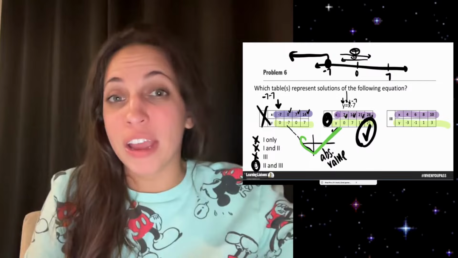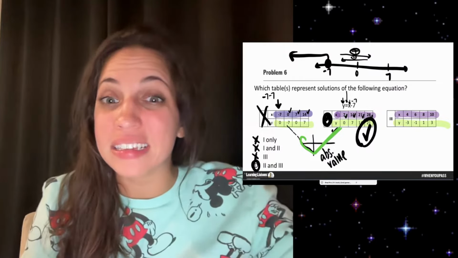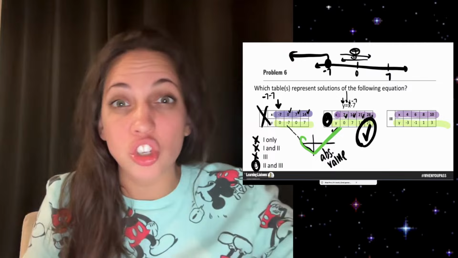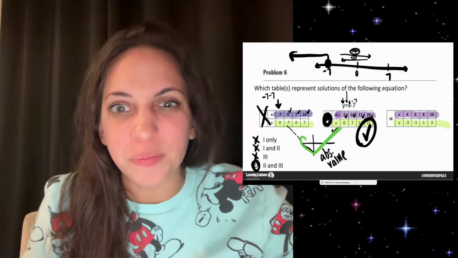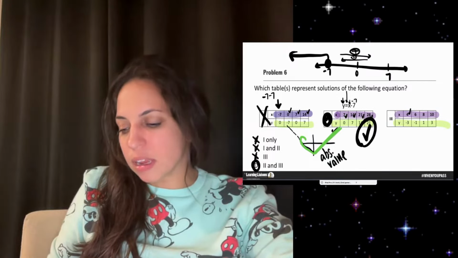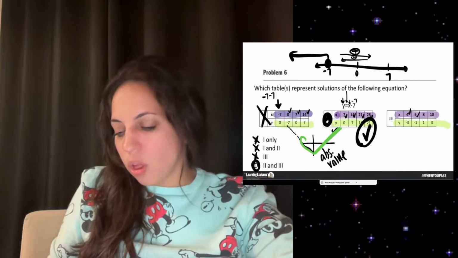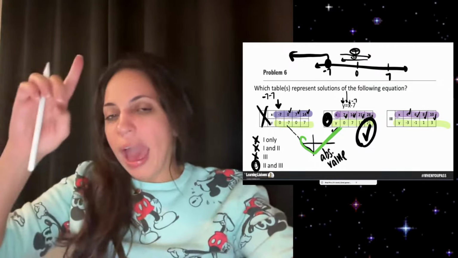That, my friends, is a way that you can save yourself 30 seconds, 60 seconds, 90 seconds, depending on how long it takes you to solve that table. That is where we want to get to. Table 3: 4 minus 7 is -3, 6 minus 7 is -1, 8 minus 7 is 1, 10 minus 7 is 3.